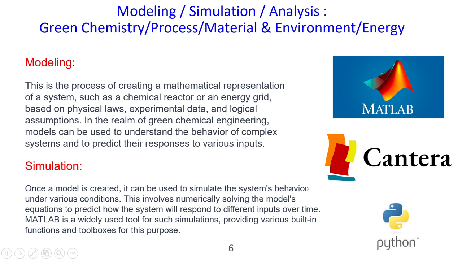First, let me explain what modeling is. Modeling is the process of creating a mathematical representation of a system, such as a chemical reactor or an energy grid, based on physical laws, experimental data, and logical assumptions. In the realm of green chemical engineering, models can be used to understand the behavior of complex systems and to predict their responses to various inputs.